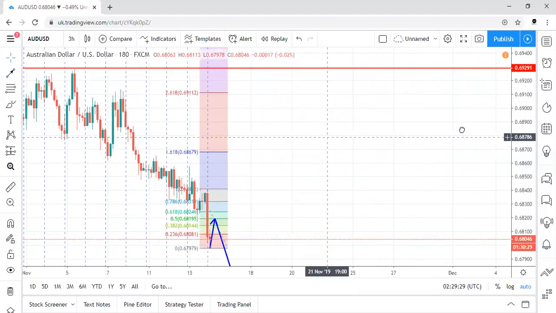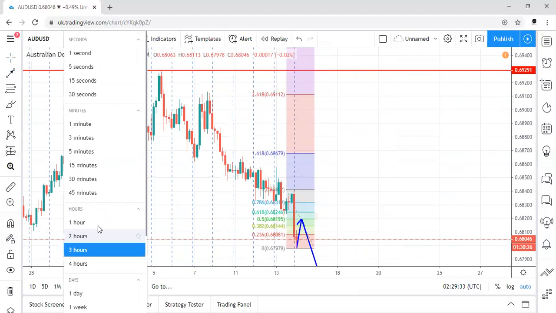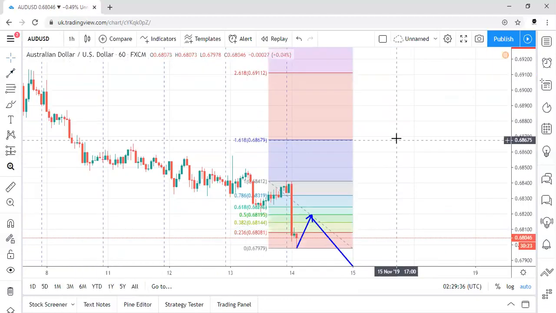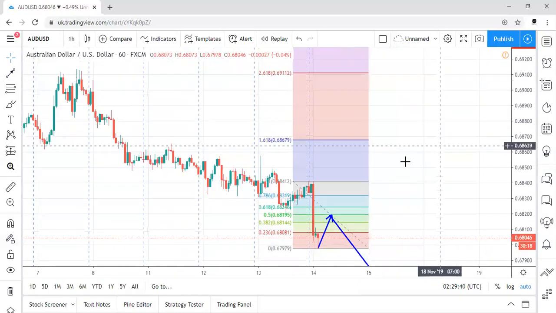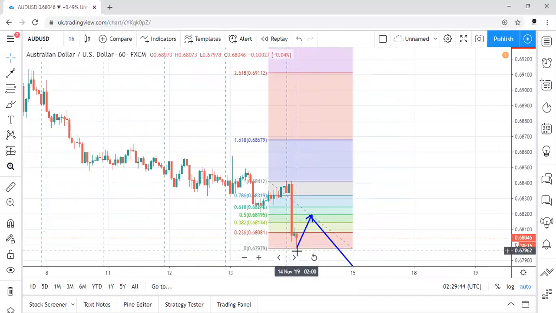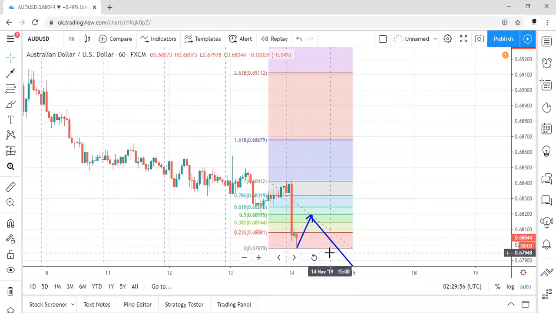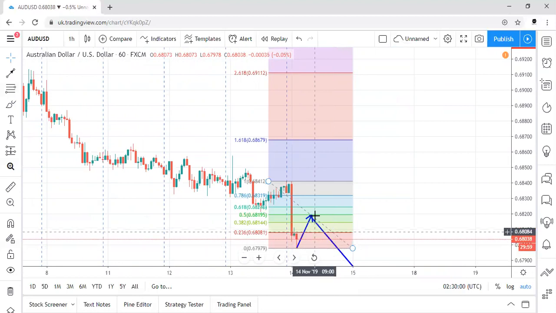Other people will prefer to do this. If you are a breakout trader, you will prefer to rather wait for the market to break below the lowest point. You have your sell stop here, or you enter once it has broken this lowest point, which is also good. But to take advantage and get the best entry, you enter here at 50%.